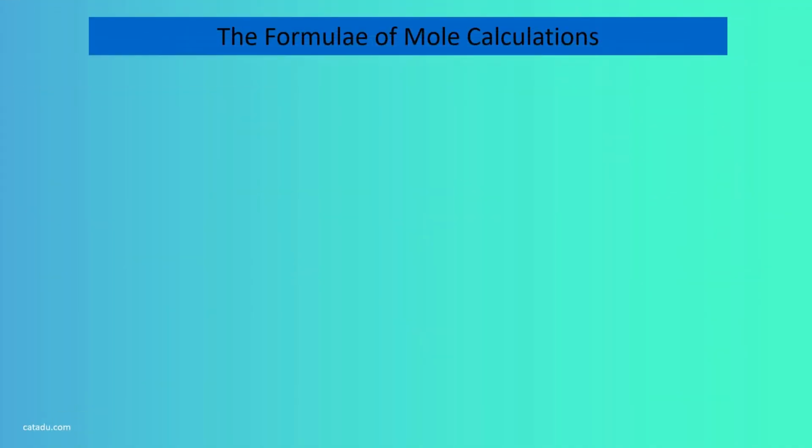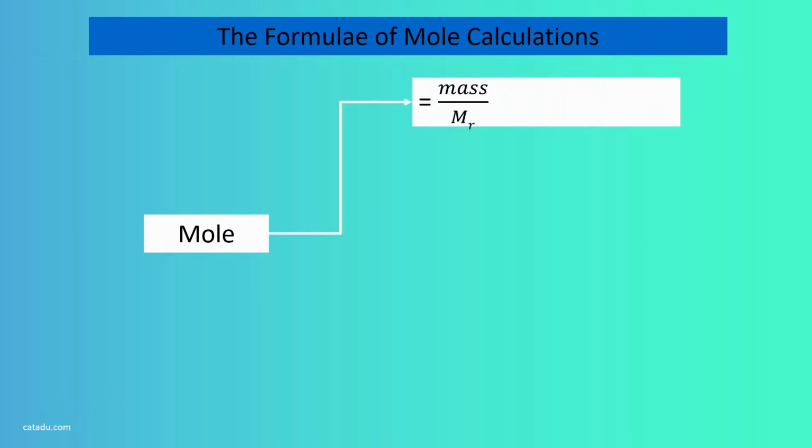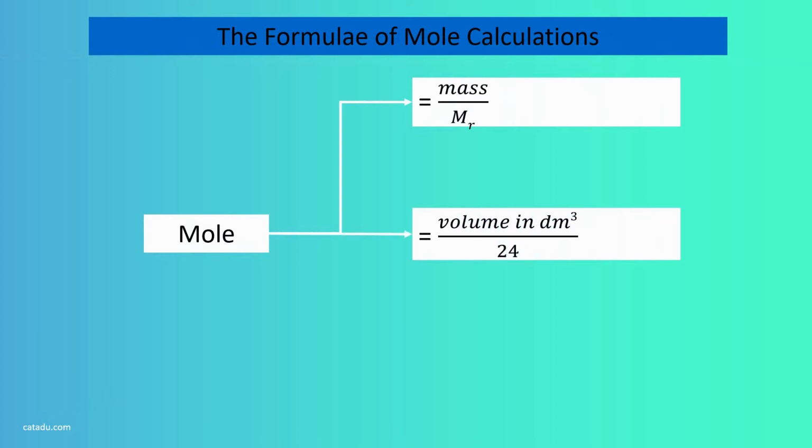The formulas for mole calculations. The first one: mole is equal to mass divided by MR. When mass is given in gram, we can convert directly to the mole by dividing by MR, or RMM or RFM, whatever we call it. Second formula: mole is equal to volume in dm cube divided by 24. This formula is used for calculation of mole where the volume of gas is given at RTP.